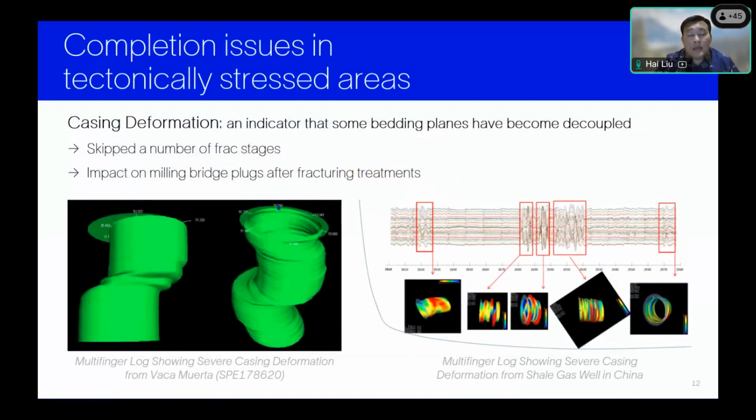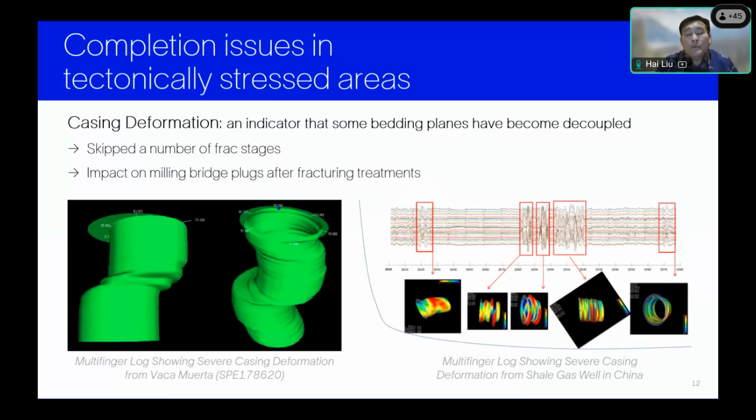Another challenge is particularly related to tectonically stressed areas. In these kinds of situations, stimulation can also create severe completion integrity issues. Casing deformation has been reported in multiple international shale developments, including Vaca Muerta, China's Sichuan Basin, and Saudi Arabia as well. These failures are often associated with bedding plane slip and shear reactivation, and the stress transfer away from the treated stages to the heel sections.